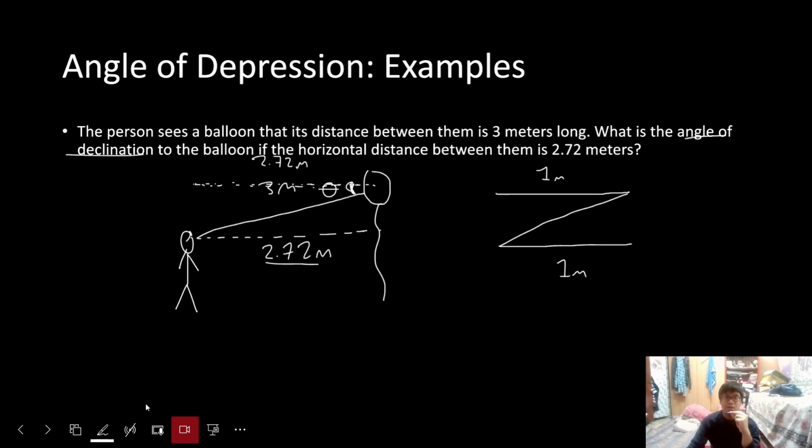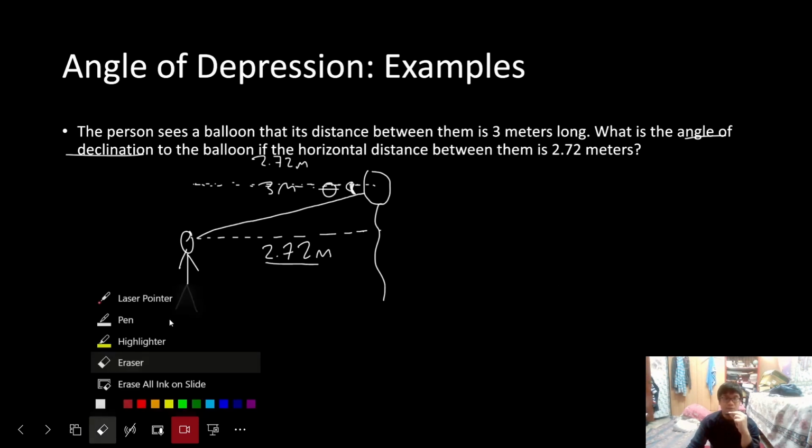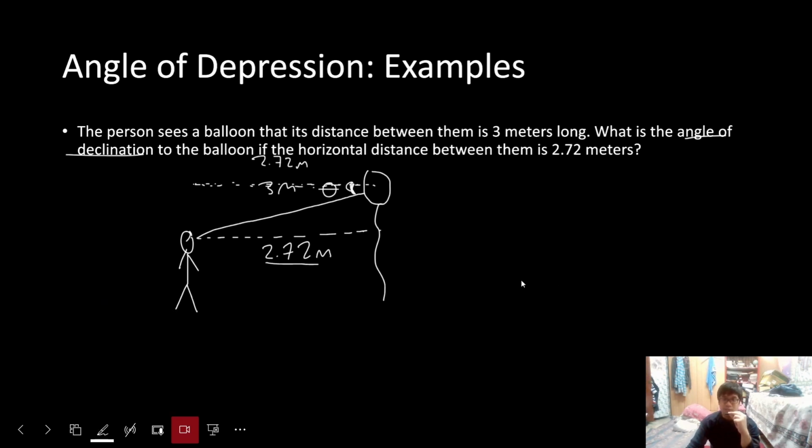With that, we can draw a right triangle here. We will have this one as a result. This vertical line would be their vertical distance. So we have a right angle here. This is 2.72 meters, this is 3, and this is the angle. Now, how would you find this angle?